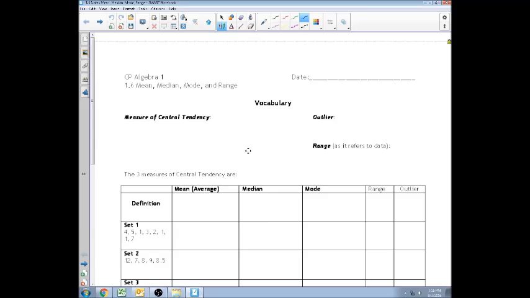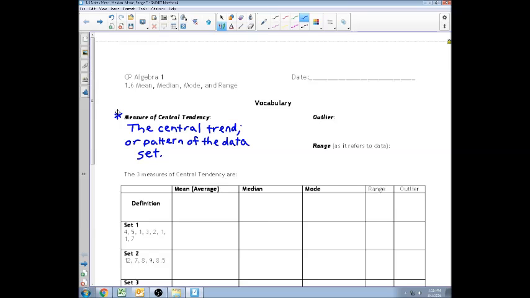The first thing that we're going to look at is some vocabulary. The first vocabulary we're going to look at, the measure of central tendency. The measure of central tendency is the central trend. What that means is basically what is the trend that falls into the center of the data that we're looking at, or the pattern of the data set.